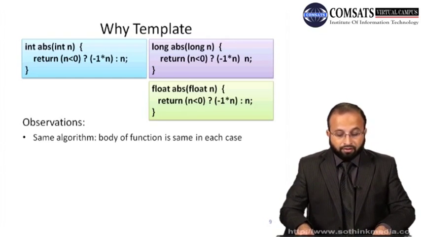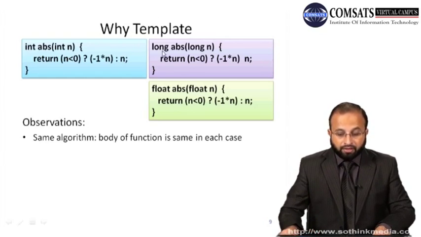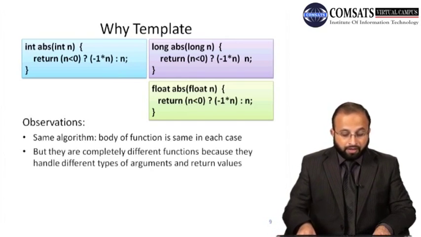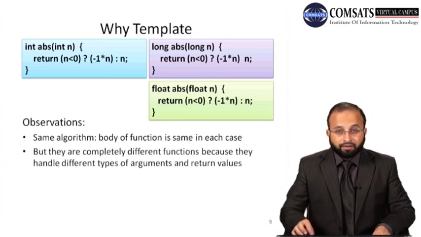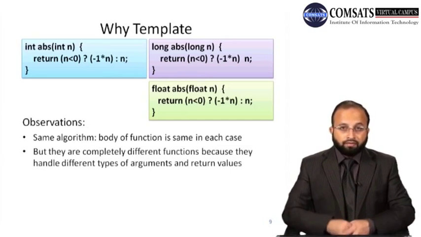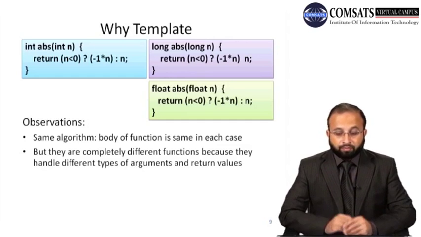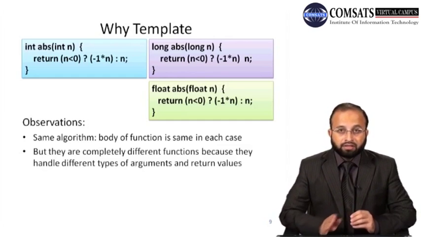ठीक है. So what are the observations? Observations are same algorithm, that is the body of the function is same in each case. So body of function जो है वो हर केस में यहाँ पर same है. So that means the algorithm is same, but they are completely different functions because they handle different types of argument and return values. ठीक है, so ये overloaded function ABS function. So compiler can easily differentiate among these functions during the call time.